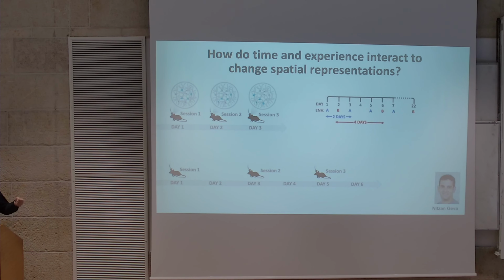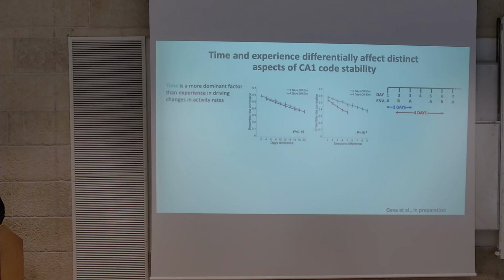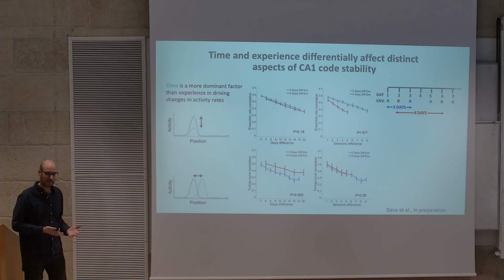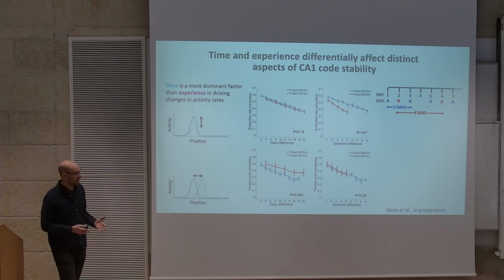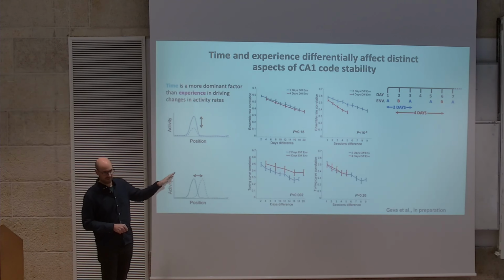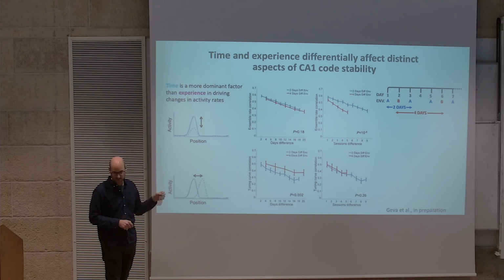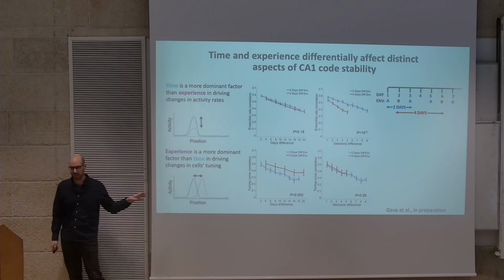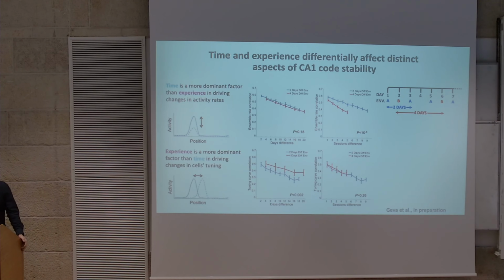What this shows is that some neurons will fire more, some neurons will fire less, but they also, to some extent, change their tuning. And what determines this change in tuning is the amount of experience, not the elapsed time. That's the bottom line here.